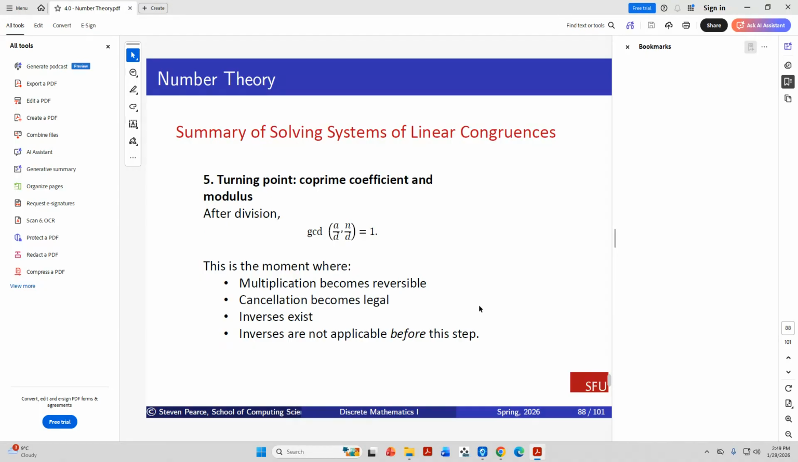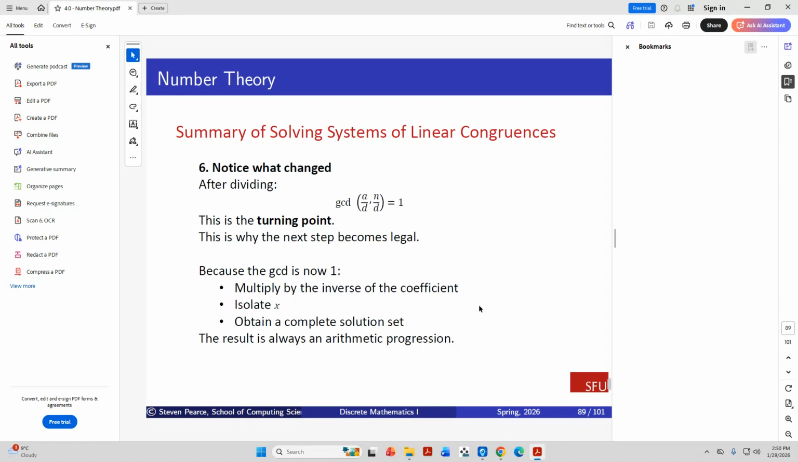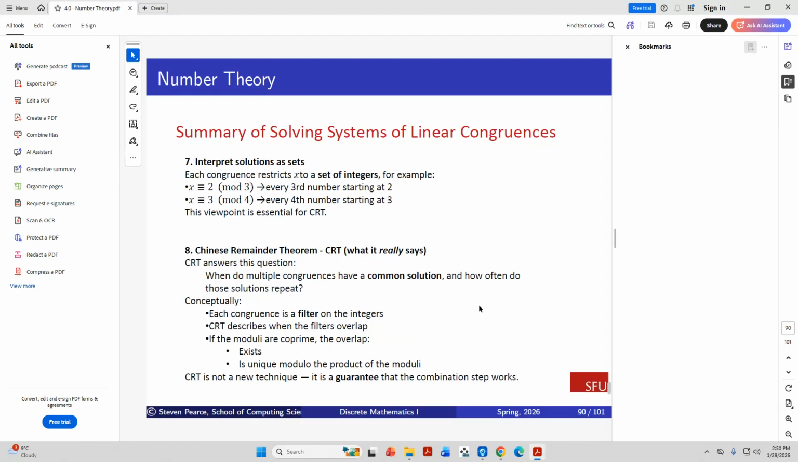And coprime coefficient. This is the turning point. This is the moment where multiplication becomes reversible. Cancellation becomes legal. Inverses exist. So that was the turning point where we started deriving a multiplicative inverse. And then we described how we could come up with a multiplicative inverse. I think I'm going to take all these slides out. They need a little more clarity.